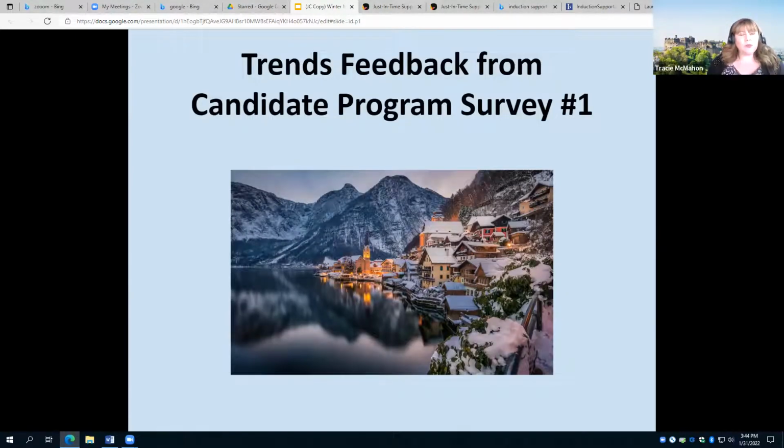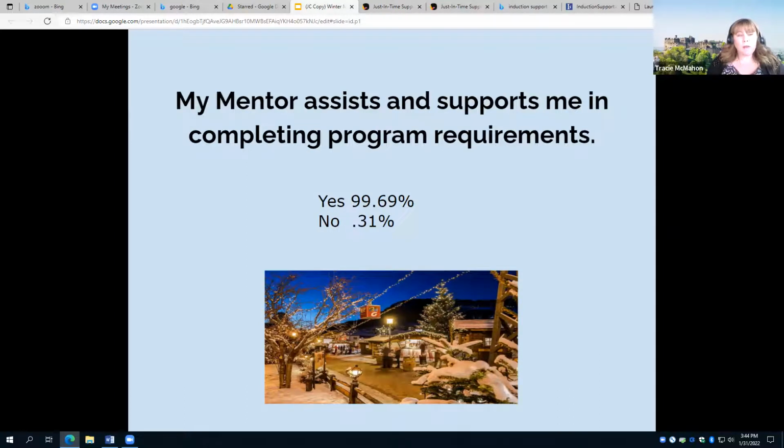So for mentors, we really like to share the feedback that we get from the candidates when they take their program survey number 1. That's where they're really telling us how they feel your relationships are going. So they think you guys are fabulous, just like we do. That's the good news. So let's look at this question: my mentor assists and supports me in completing program requirements.